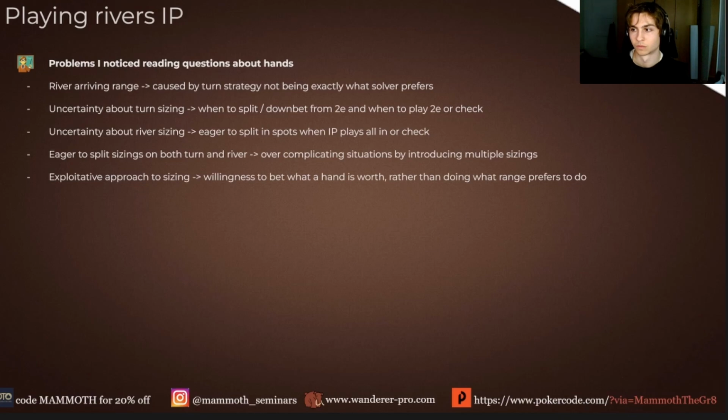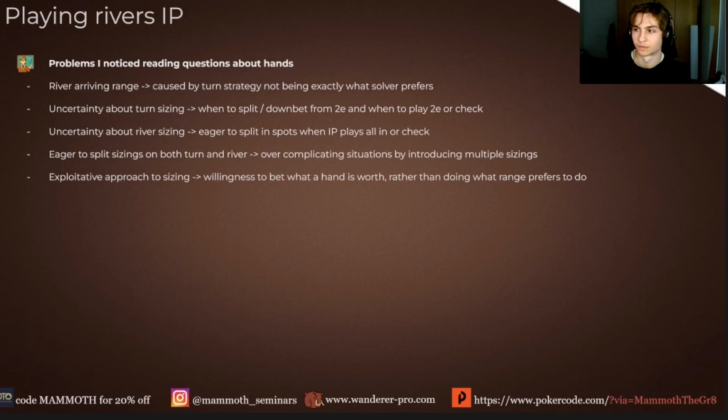you identified that we're going to be playing 2E sizing, but then on top of that, you also want to be building a smaller sizing. I don't know if you noticed that you want to split in spots. But you're overcomplicating things. That's one: you are adding additional bet sizing to your range.